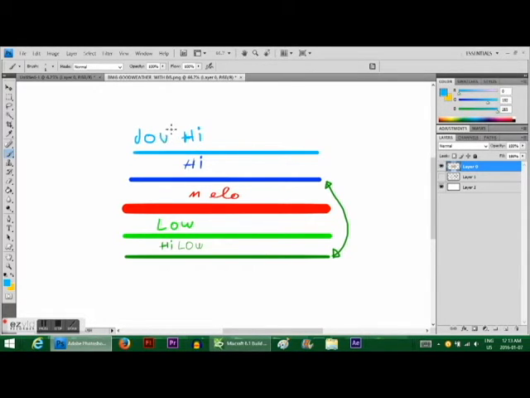Okay, whatever, just double high. Anyway, so this is double high. Now, these two are the same on different octaves.